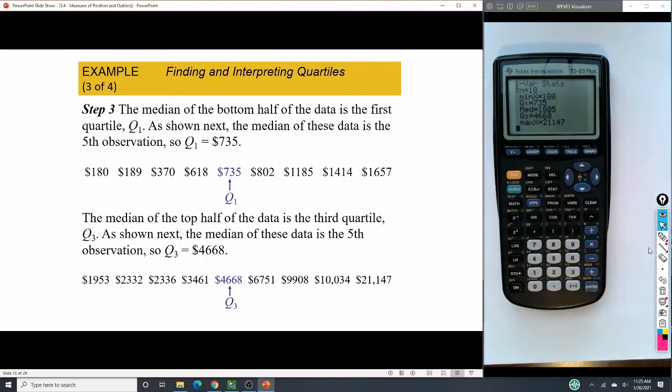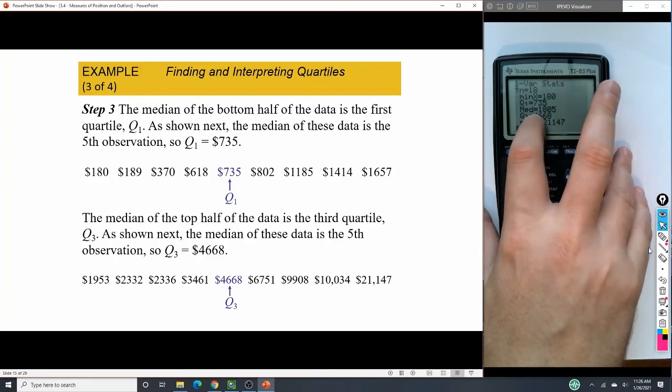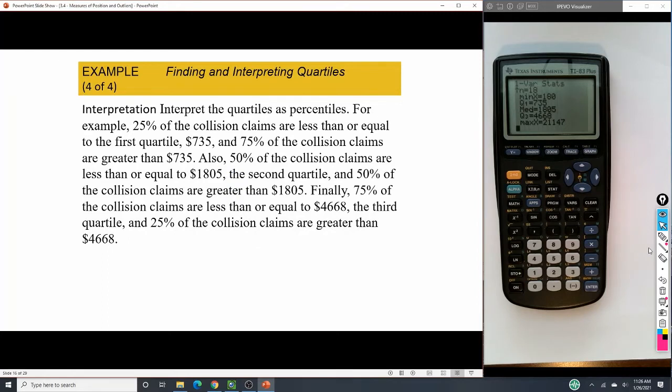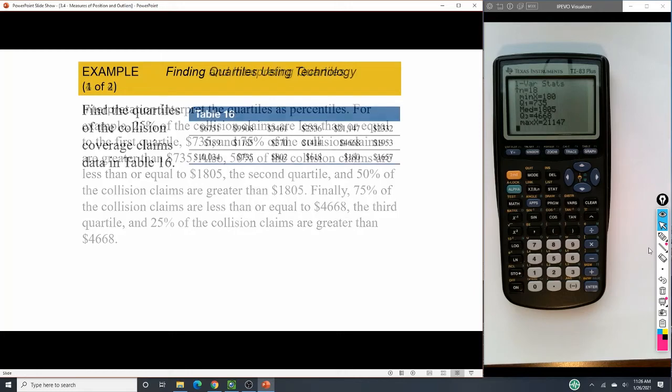So by going back into those 1-Var Stats, we don't have to write all those numbers down and make sure those things. We just need to put it in that calculator, and then the calculator will give us the numbers that we need for our quartiles. Okay, and just remembering that Q1 is listed, Q3 is listed. Well, the median is Q2. So if they ask for Q2 instead of median, we have those numbers there still. Okay. All right, and so then we could talk about all those things, that 25% is less than the 735, 75% is less than the 4,668, and so forth on those pieces. Okay.